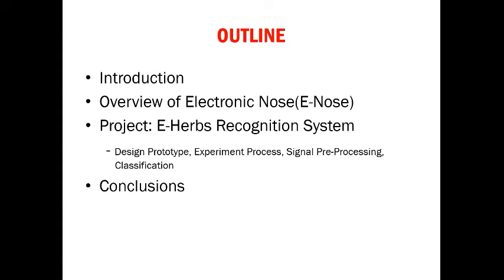The second part, I will overview what the e-herbs recognition system is. Start with the design prototype, experimental process, signal processing, and also classification. And last is the conclusions.